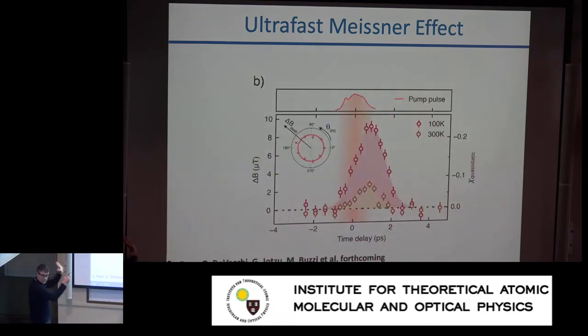So, great, it works. So this is now the enhancement in magnetic field outside of the material at 100 Kelvin, so about 2 times above TC, and at room temperature. And if you assume that this is an adiabatic process, which it isn't, and you take each one of these points as being a quasi-static point, you can solve the magnetostatics and extract which chi this corresponds to. And you can see that at room temperature, you get about minus 10% chi.